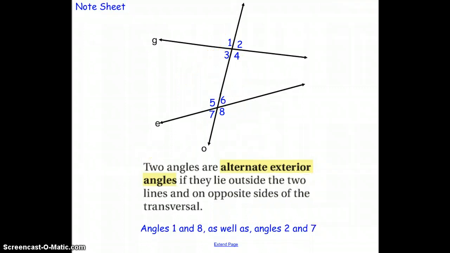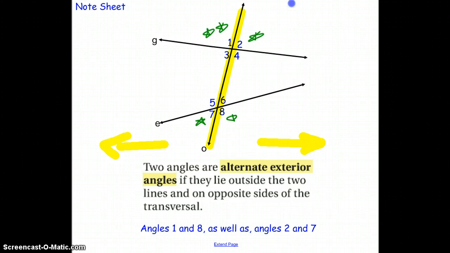The same is true for alternating exteriors. Again, we're looking at the transversal and we're looking to the right and to the left, but this time I need to focus on the angles that are on the outside. So that's going to give me 7 and 2 as well as 1 and 8.